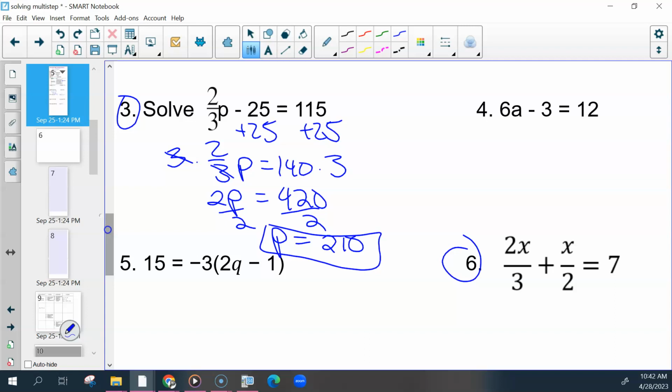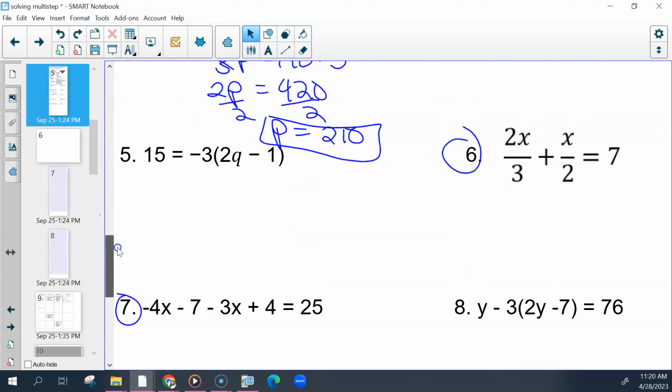Stop there and continue 6 when we get back to lunch. There are 2 ways to go about doing it. 1, dealing with the fractions. 2, getting rid of the fractions. Which would you rather? Deal with them, get rid of them. Get rid of them. Okay.